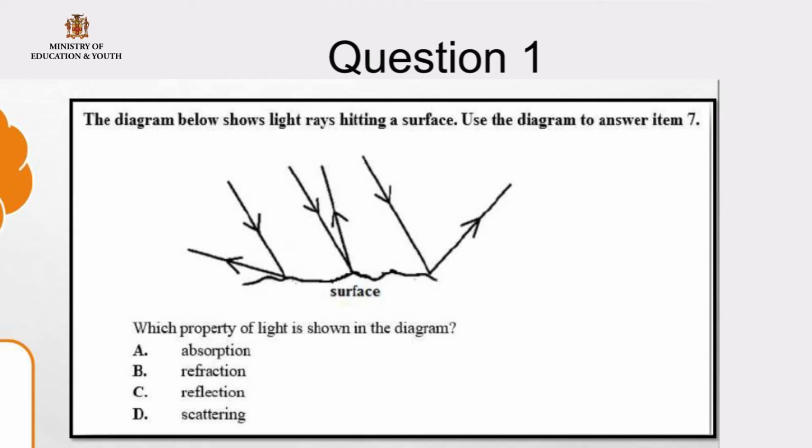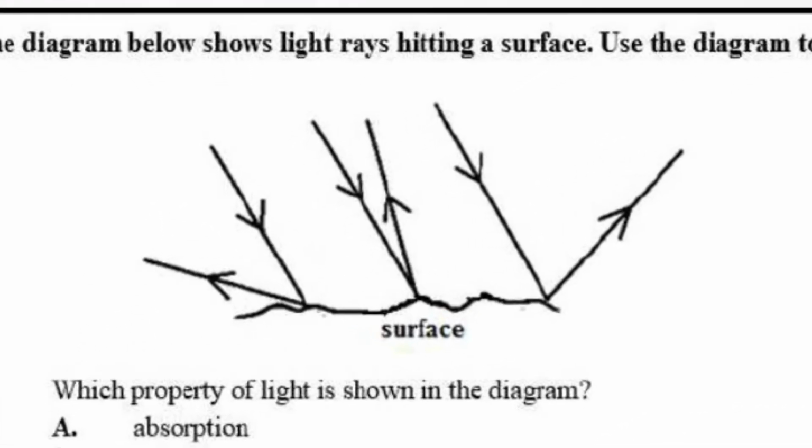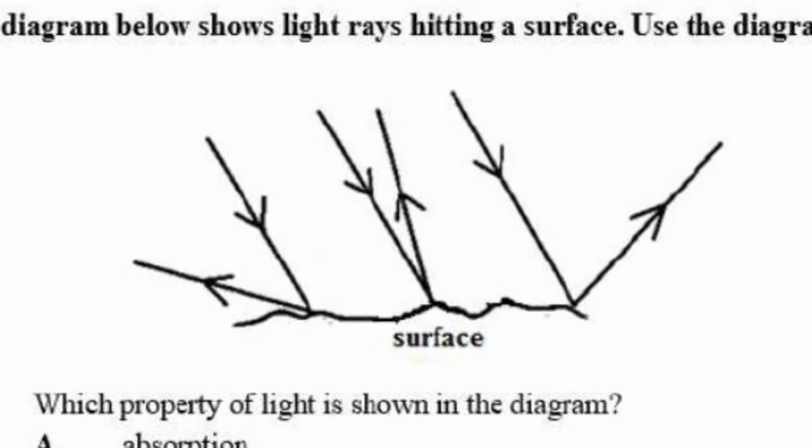Okay, let's look at our first question. Now this question is based on the unit on light. So we're shown a diagram, and again we want to look carefully at the diagram. We see some rays of light hitting a surface, and what do you notice about the rays of light? It seems as if they are bouncing off, and they're bouncing off at different angles, right? So this surface is allowing the light to be bounced off at different angles.